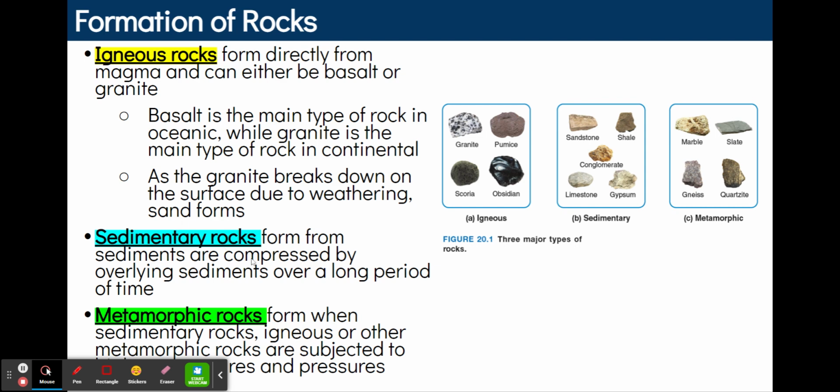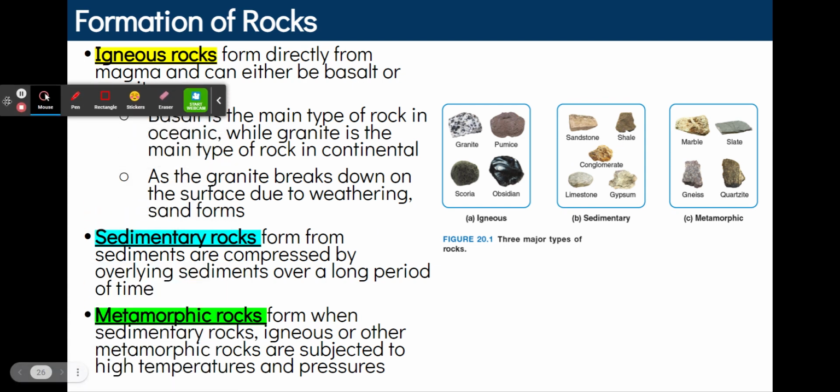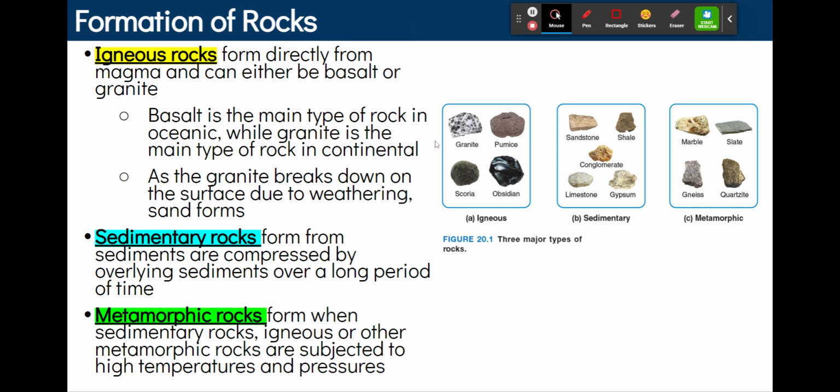Sedimentary rocks form from sediments that are compressed by overlying sediments over a long period of time. We're going to get things like limestone, gypsum. I'm not going to try and pronounce that. Conglomerate. It's actually a pretty fine pronunciation. Sandstone and shale. Metamorphic rock form when sedimentary rocks, igneous, or other metamorphic rocks are subjected to high temperatures and pressures. And that's when we get marble, slate, and quartzite.